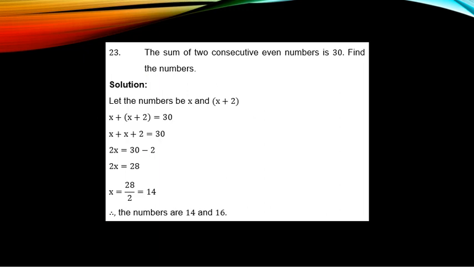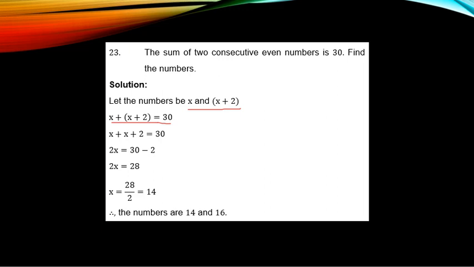So if you take the first even number to be s, the second one is not y but s plus 2. Since if you add 2 to 2, you get 4. If you add 2 to s, you have s plus 2. That gives the second even number, and their sum is 30. That is s plus (s plus 2) equal to 30. If you open the bracket, you have s plus s plus 2 equal to 30.